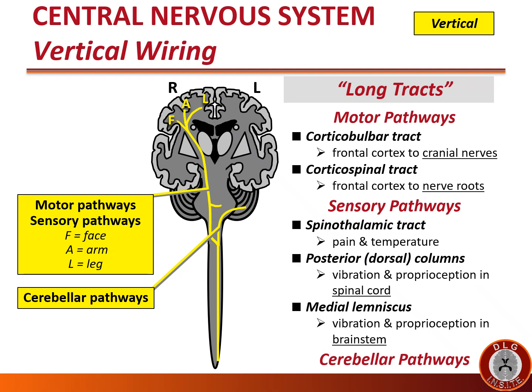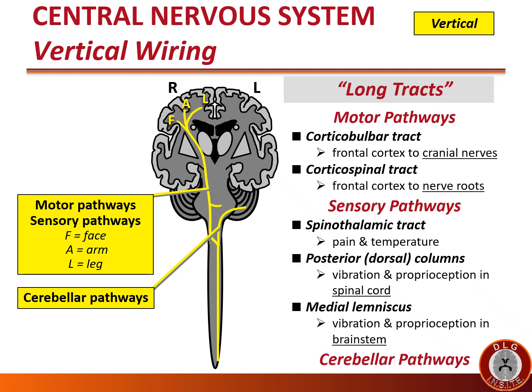The motor pathways descend from rostral to caudal, and they start in the frontal lobe specifically. They're called the corticobulbar tract and corticospinal tract. The cortico means cortex, that's where it starts, although it should be called frontobulbar because it starts specifically in the frontal lobe. All motor pathways start in the frontal lobe. And bulbo refers to brainstem. So they go from the frontal cortex to the brainstem where they innervate the cranial nerves. Corticospinal tract, on the other hand, starts in the frontal cortex and goes to the spinal cord where it innervates nerve roots.